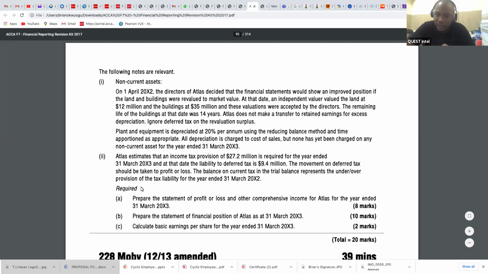So in your exam, you'll be expecting something like: prepare a statement of profit or loss and other comprehensive income for Atlas for the year ended 31st December 2020. They write the 2020 directly there, something like that.